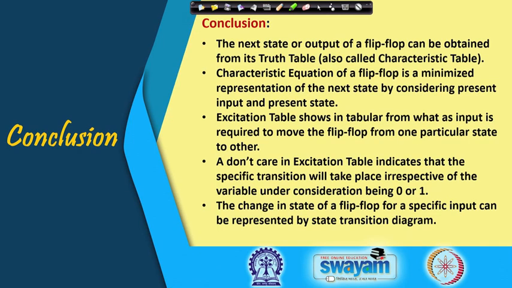The characteristic equation of a flip flop is a minimized representation of the next state by considering present input and present state. The excitation table shows in tabular form what input is required to move the flip flop from one particular state to another. A don't care in the excitation table indicates that a specific transition will take place irrespective of the variable under consideration being 0 or 1. And the change in state of a flip flop for a specific input can be represented by a state transition diagram, if you look for a pictorial description.